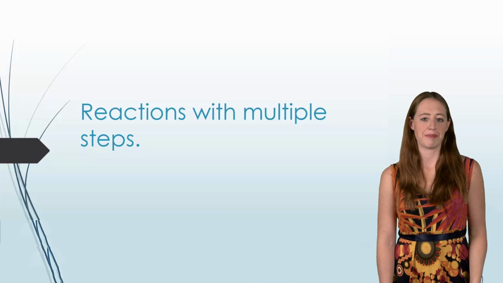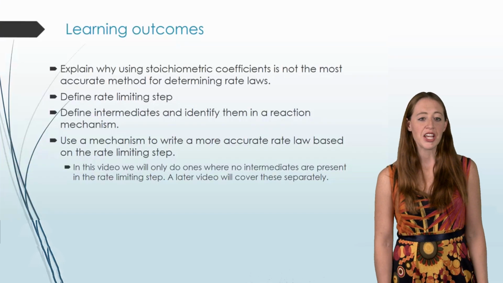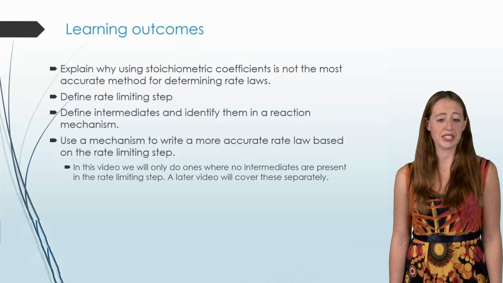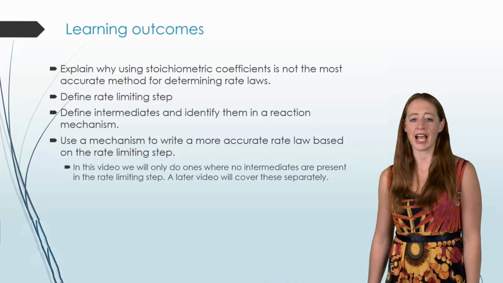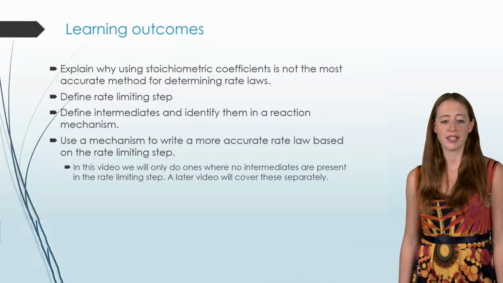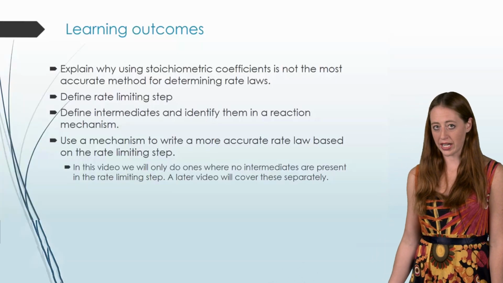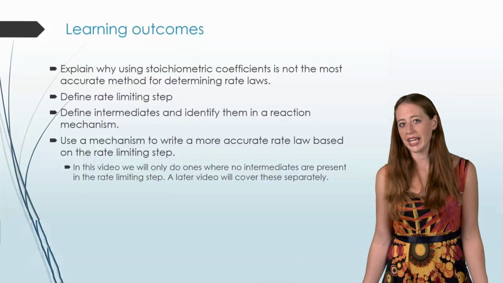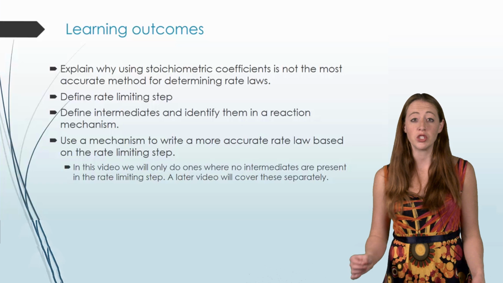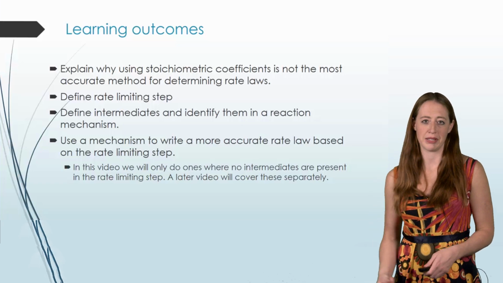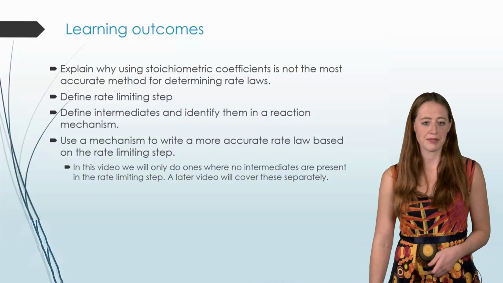Reactions with multiple steps. So here we'll be explaining why using stoichiometric coefficients is not the most accurate method for determining rate laws, and determining rate-limiting steps within reactions. Probably the more accurate way to talk about this is to say using what I tell you is the rate-limiting step in various ways.